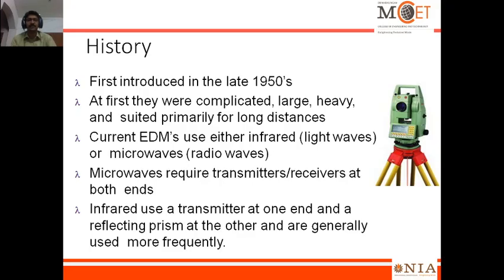Current EDMs use either infrared light waves or microwaves, that is radio waves. Microwaves require transmitters and receivers at both ends. Infrared uses a transmitter at one end and a reflecting prism at the other, and is generally used more frequently. Today, the infrared based equipments are available more.